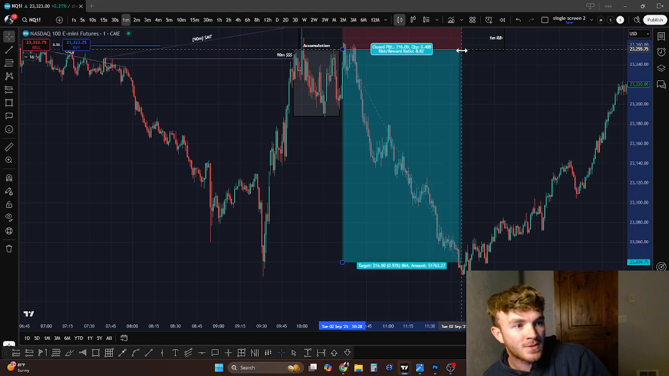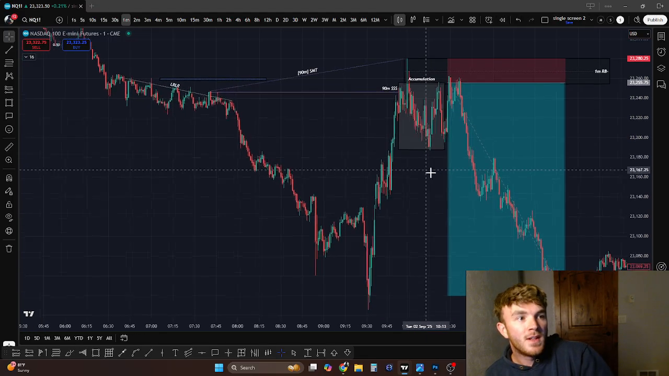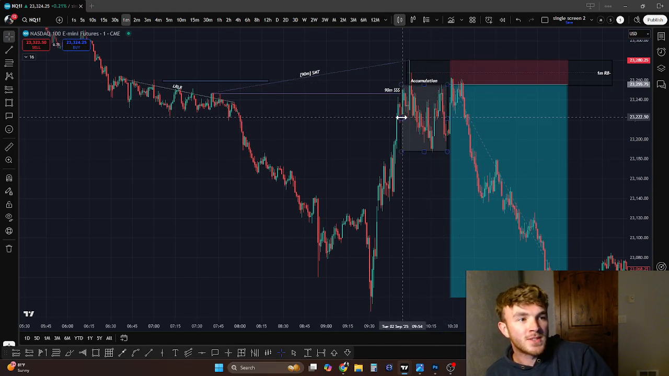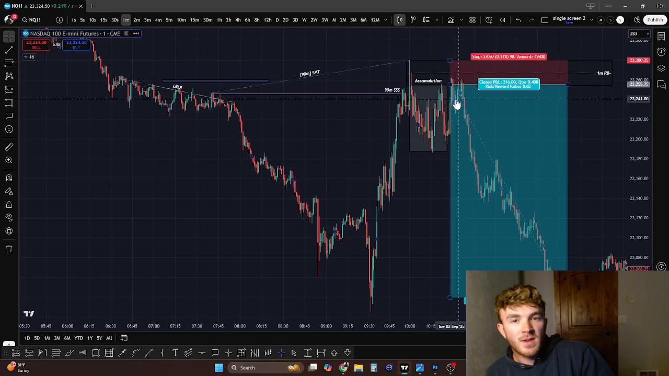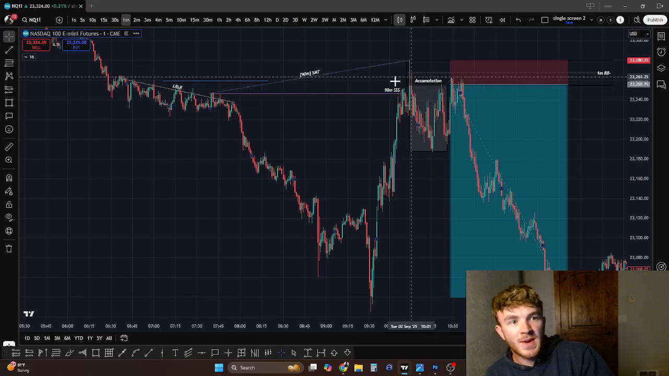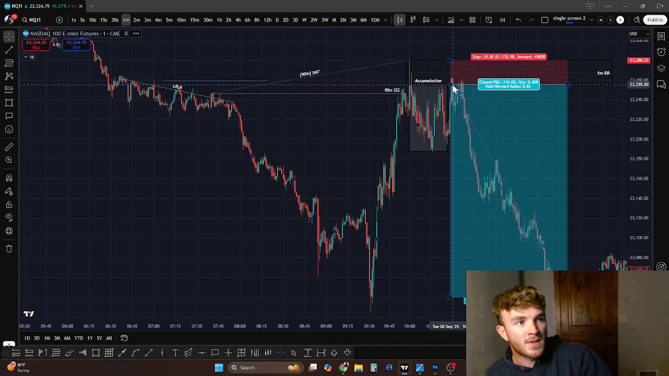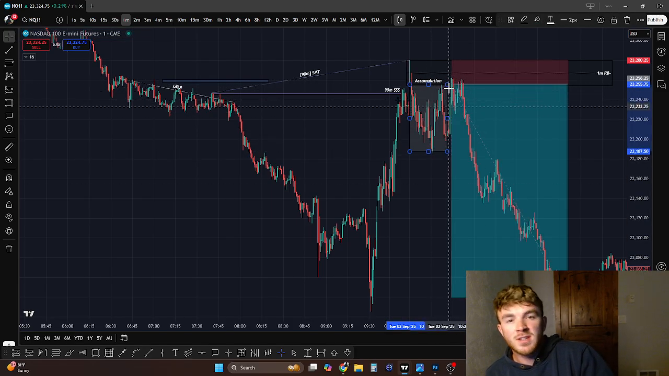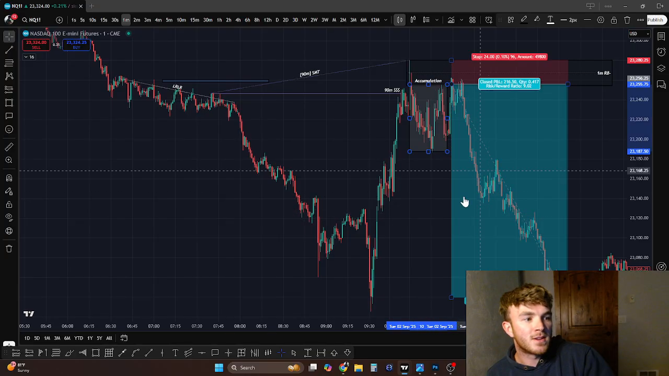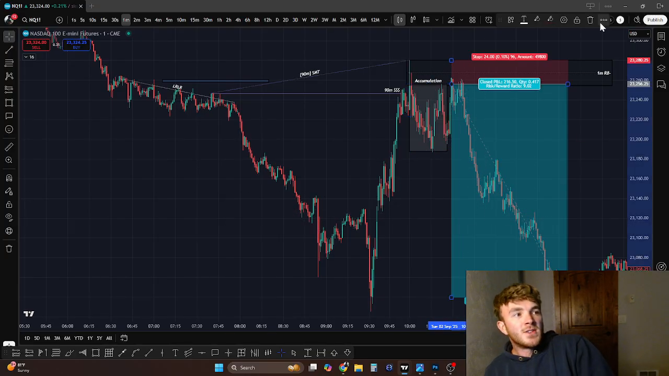I'm going to make an update to it later, but the reason the way I explained it before isn't valid is because I was saying you needed to wait for a higher time frame change in state of delivery. You actually don't need to wait for a higher time frame change in state of delivery. You can actually just enter at the rejection block. You just need to have it make sense in terms of liquidity. So that was the first one.